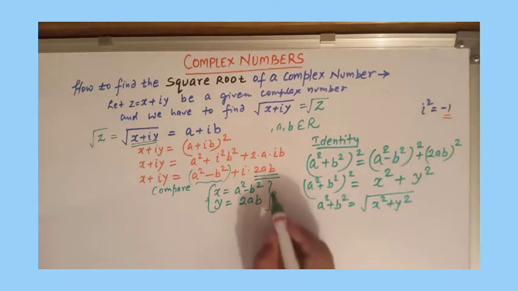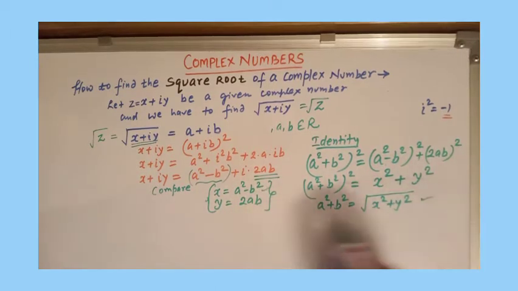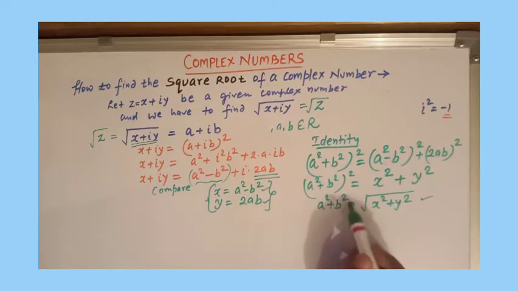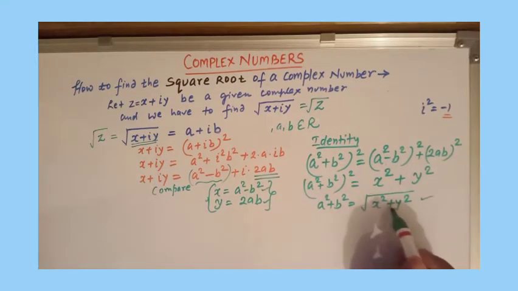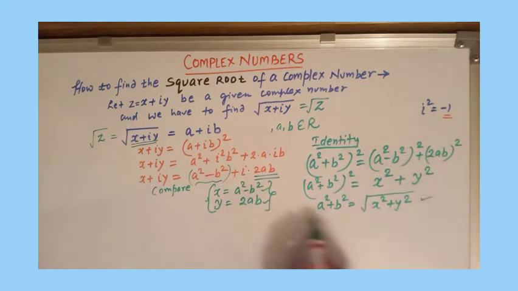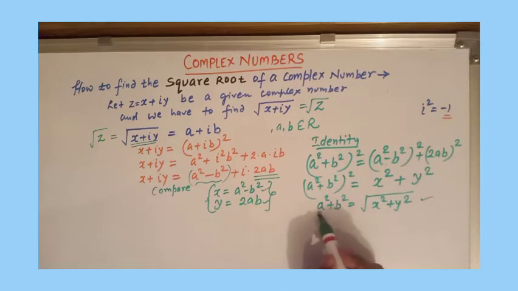Clear? Now using this equation and this equation and this equation, clear, we have three equations here: x equal to a square minus b square, y equal to 2ab, and a square plus b square is equal to square root of x square plus y square. Clear? Now utilizing these equations, we can find the values of a and b.